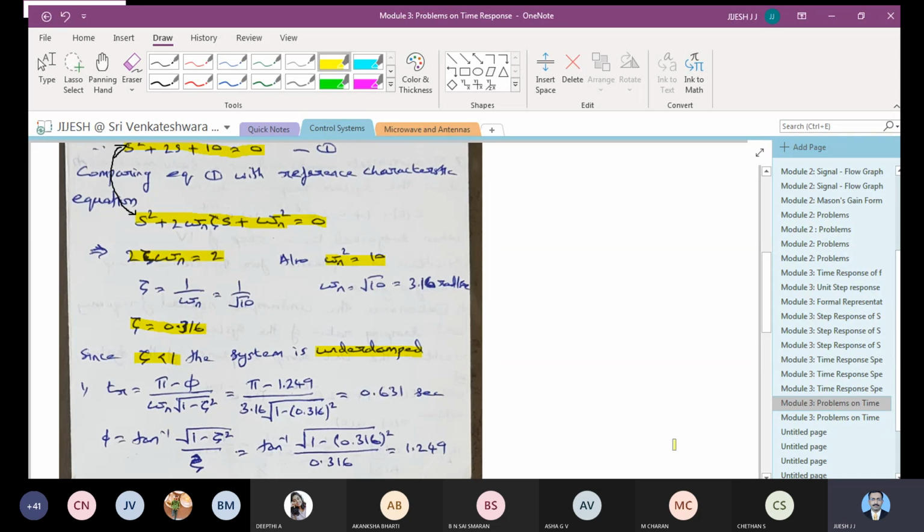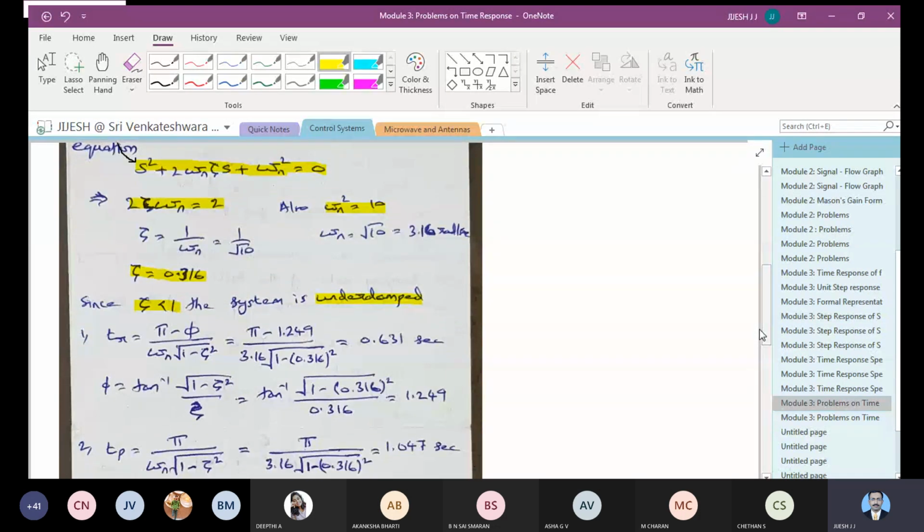So have you all completed TP as well? Yes, sir. All of you got the answer as 1.047. So you'll get TR as 0.631. First, we have to find out phi. Phi, you will use this equation: tan inverse of root of 1 minus zeta square by zeta, and you will end up with the answer as 1.249.